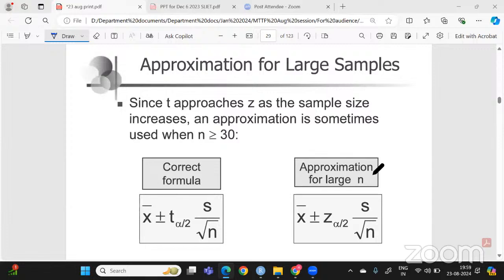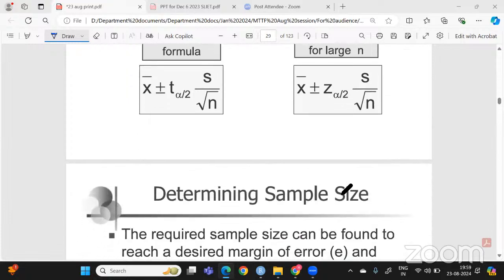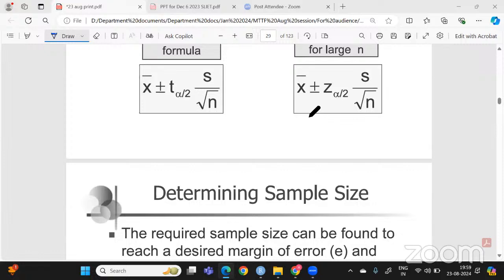That's why they are saying approximating for large N. There is no such strict condition put here that N should be equal to this one, so it varies from one case to another. Now you can see both the formulas. Here it is sigma by mistake, but it is okay. Why have they put S here? Because they are replacing t alpha by 2 with z alpha by 2. Although sigma is unknown to us, on an approximate basis we can replace t alpha by 2 with z alpha by 2. In that case, both interval values should be close to each other, but they are not equivalent. There must be a difference in the decimal places.